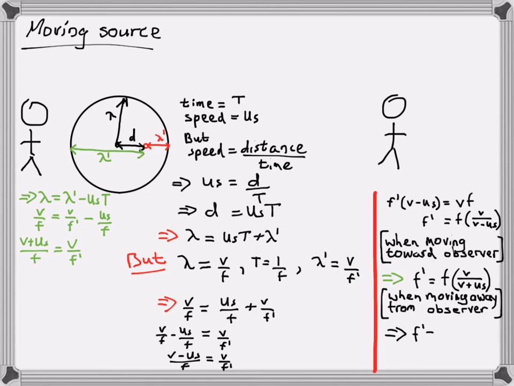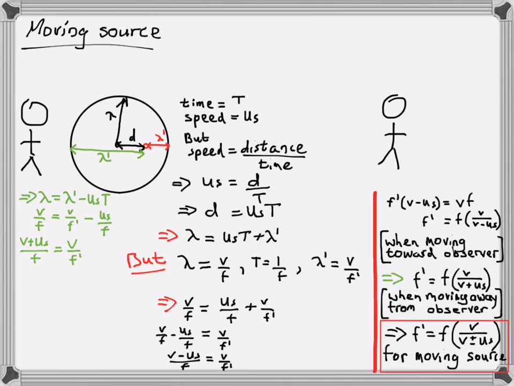So I can combine those two formulas and I can say f prime is equal to f times v over v plus or minus us. I'm going to put that in a box. And that's for any moving source. So you have to be able to decide whether to use v plus us or v minus us.